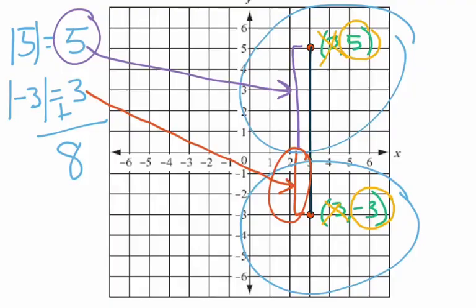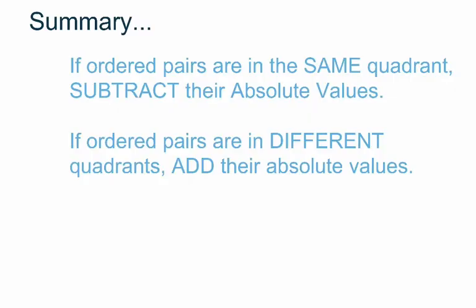Okay, let's review this. The rules we need to remember for finding lengths in the coordinate plane are that if the ordered pairs are in the same quadrant, you are going to subtract. One way I remember that is "same and subtract," they both start with S's.